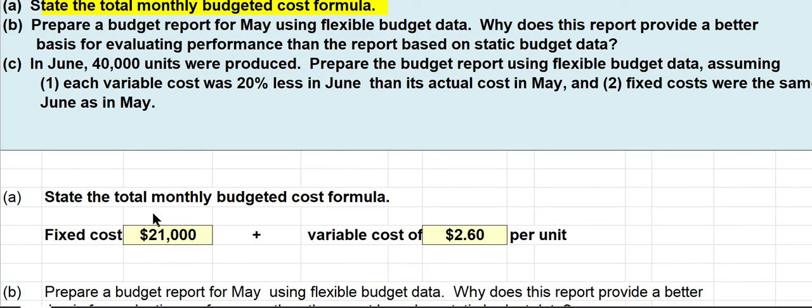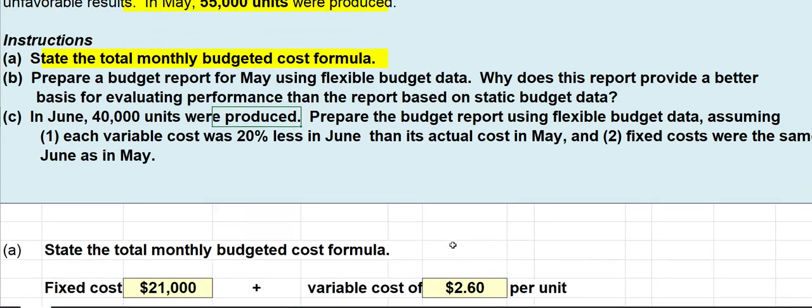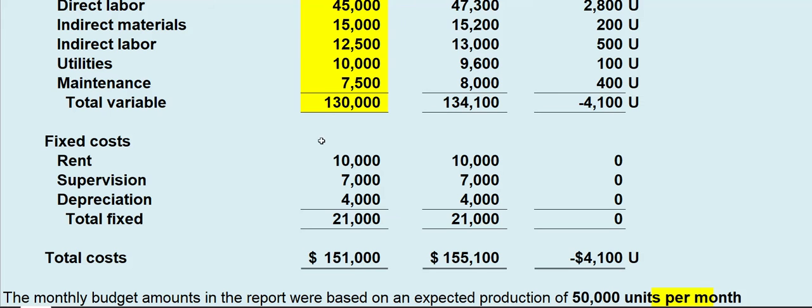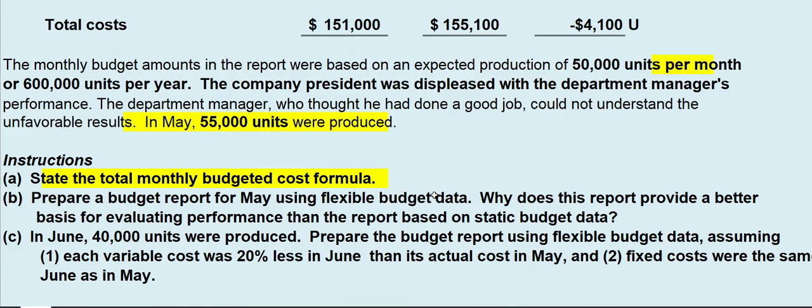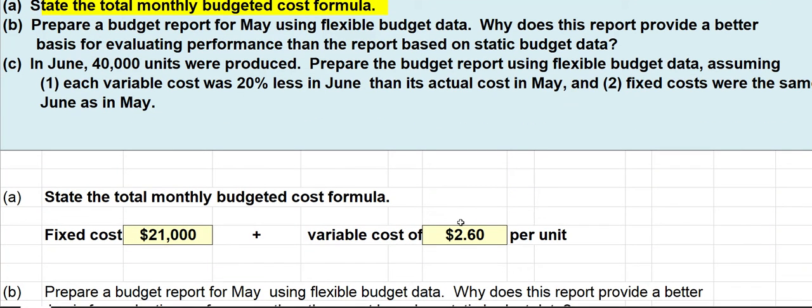The first thing they want us to do is to state the total monthly budgeted cost formula, which is total fixed cost plus variable cost per unit. And so to get your variable cost per unit, you would take your total variable cost of 130,000 and divide that by the 50,000 units, and we get $2.60.